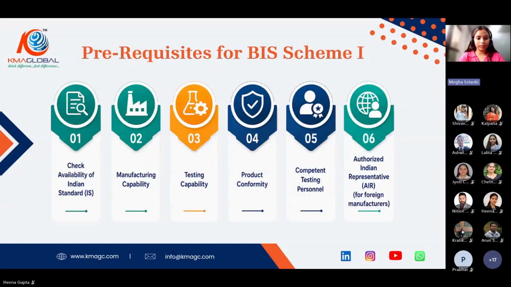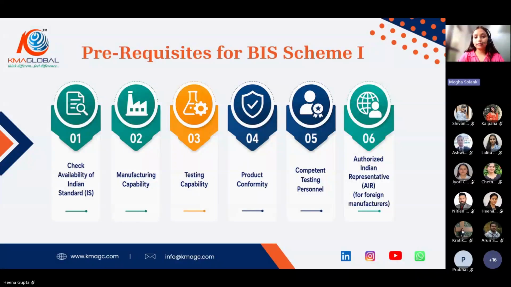Second, manufacturing capabilities. You must have a proper manufacturing setup, as BIS evaluates your production capabilities during the inspection. Third, testing capabilities. You must have proper testing equipment and its valid calibration to conduct the testing as per the requirement of the product manual and the SIT. Fourth, product conformity. The manufacturer's product must comply with the requirements of the Indian standard. Fifth, competent testing person. The manufacturer must have a qualified and competent testing person who can understand the Indian standard and conduct the testing as per its requirement.